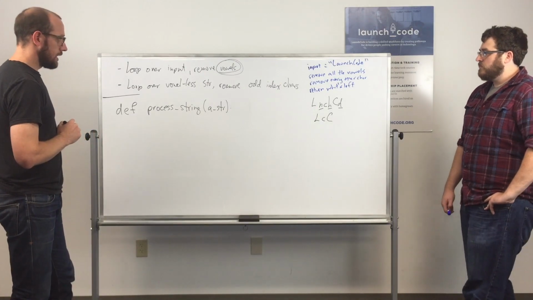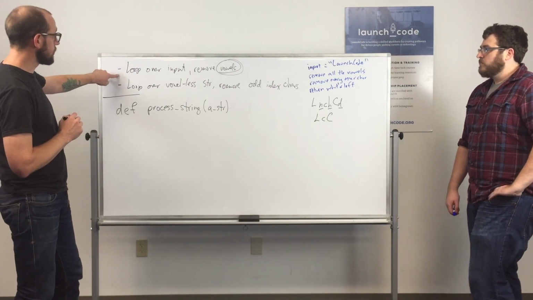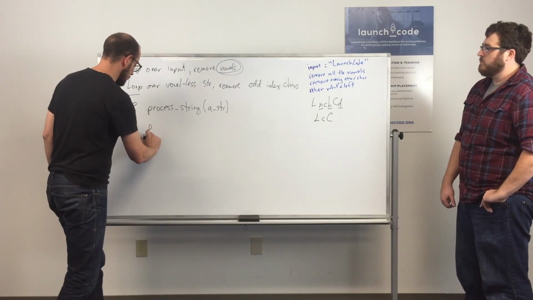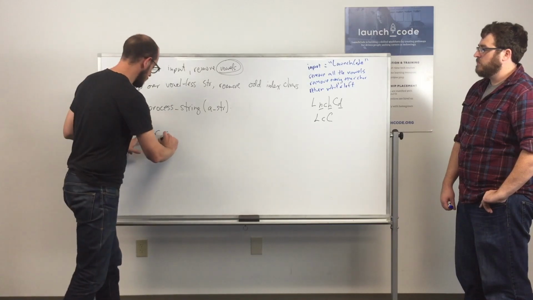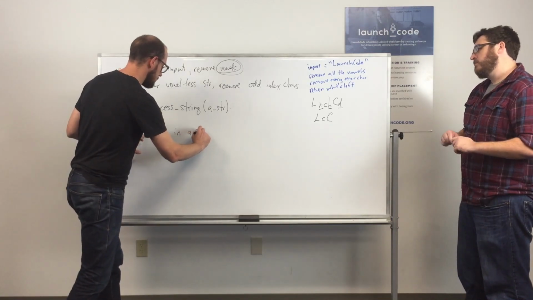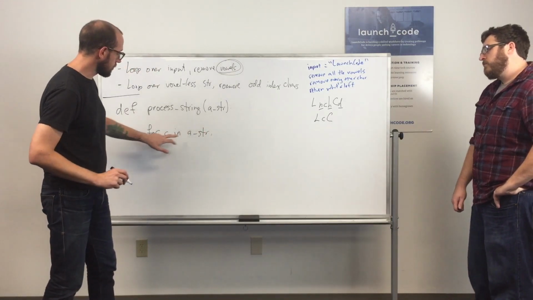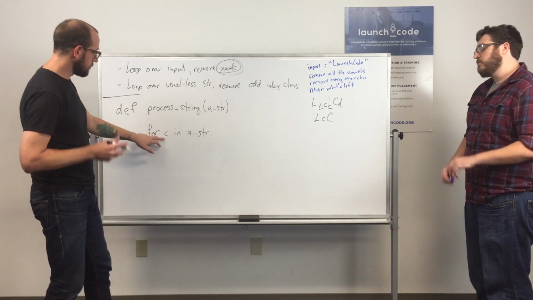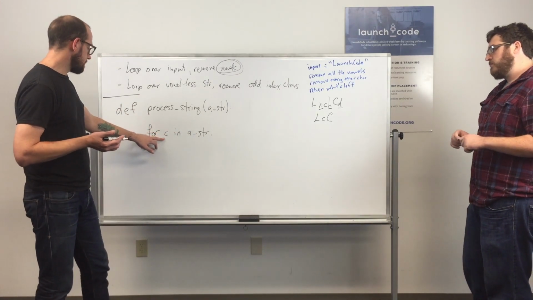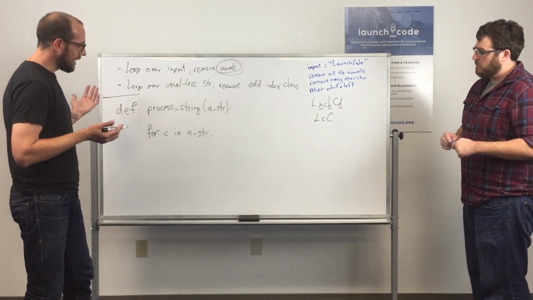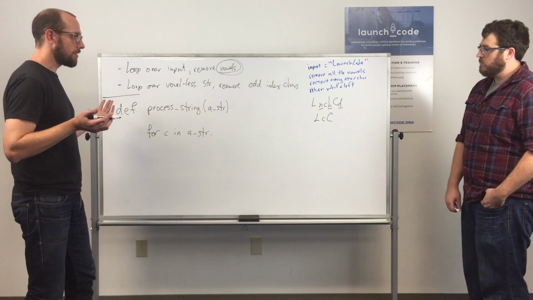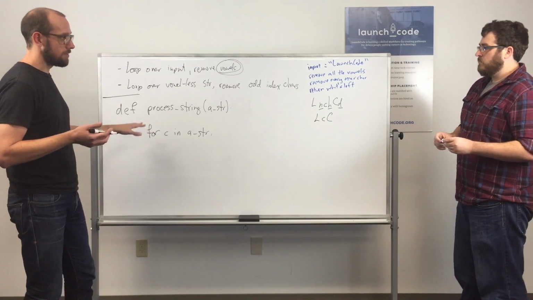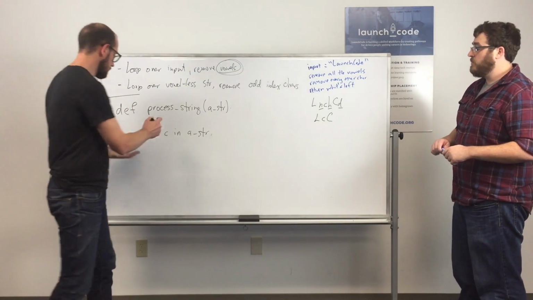Okay, so the first thing I need to do is to loop over the input and remove the vowels. So I'm going to need a for loop. So I'm going to say for c in a_stir. So this will be each character of the input string one at a time. And then I need to check to see if each of these characters is a vowel. So how could I do that? Maybe there's a built-in function in Python that I could use, but I don't remember that. So I'm just going to make a list of vowels and check to see if that character's in the list.